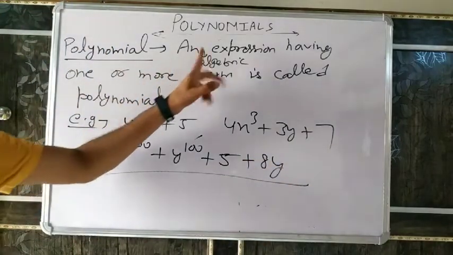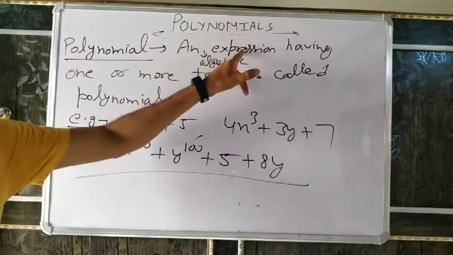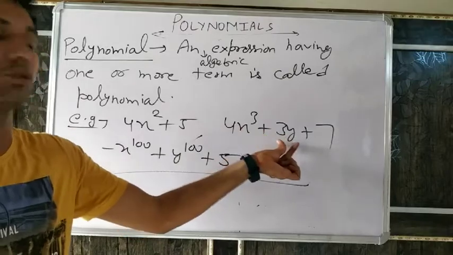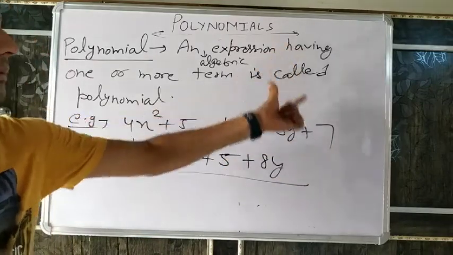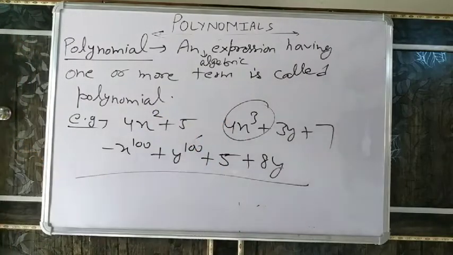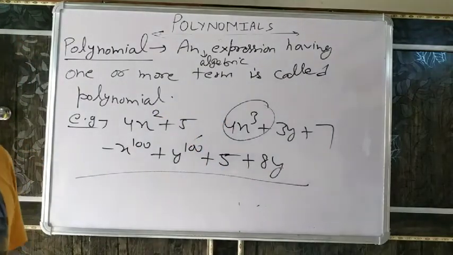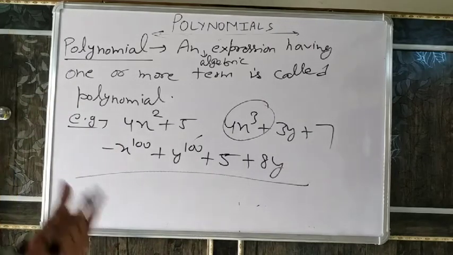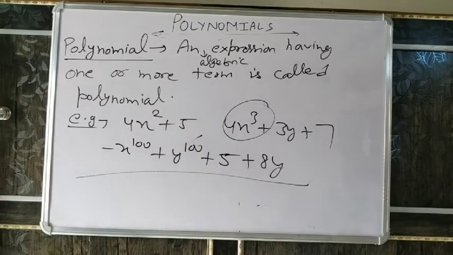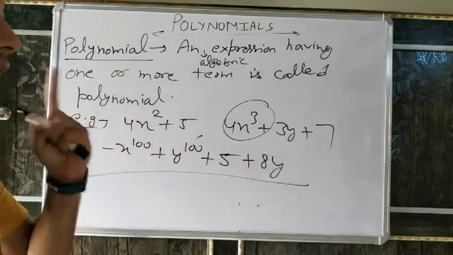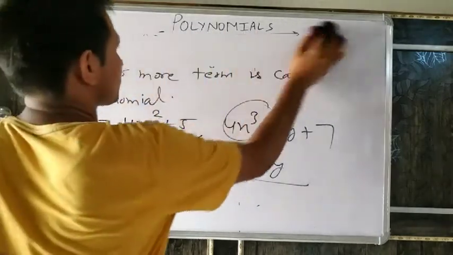Understand? So an algebraic expression, what is algebraic? Combination of variable and constant. An algebraic expression having more than one term is called a polynomial. Understand? Now we will study different types of polynomial: monomial, binomial, trinomial. These we already discussed in 8th class.